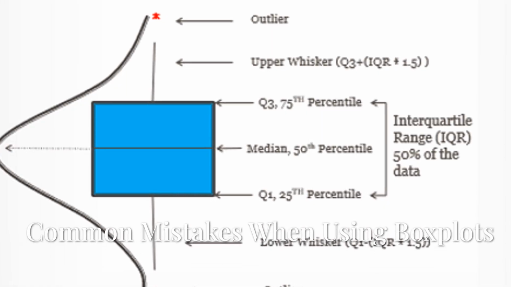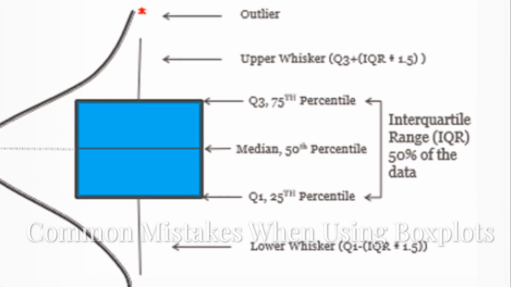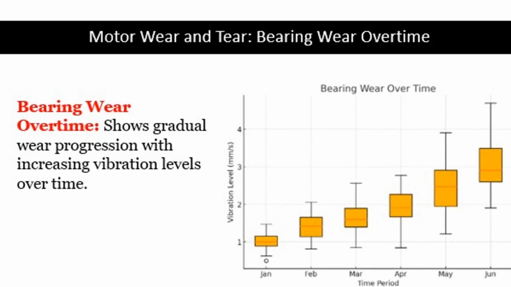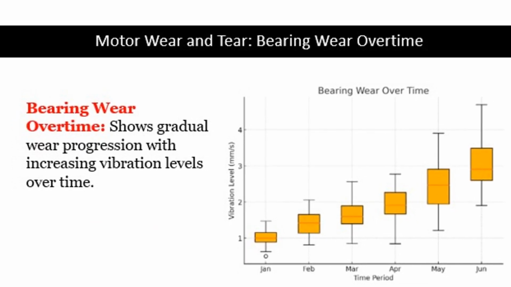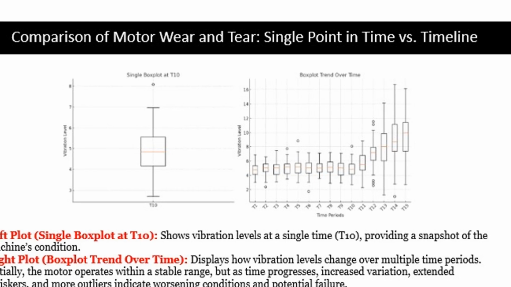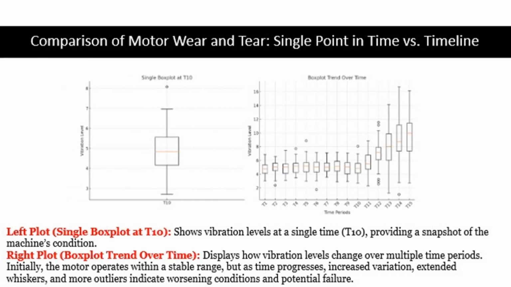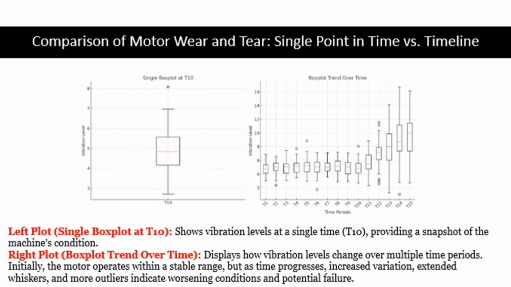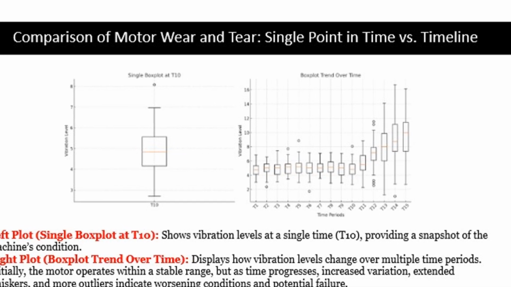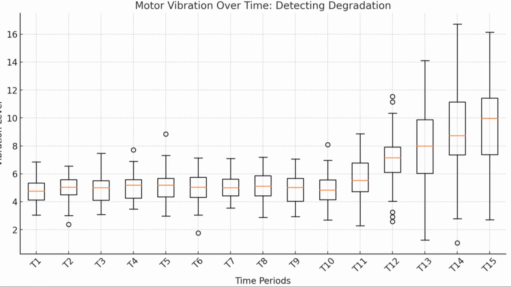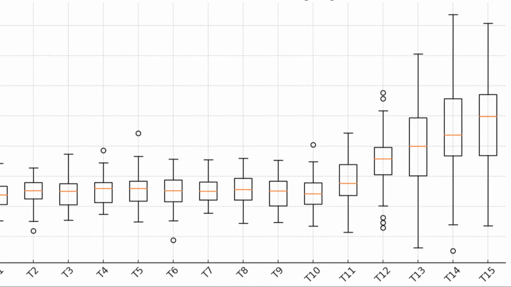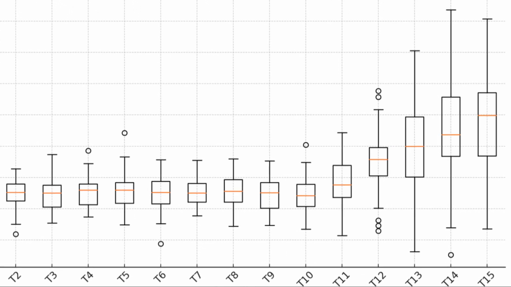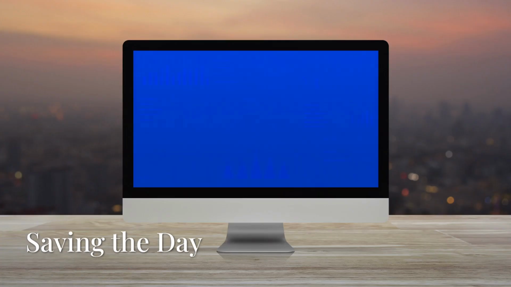To get the most out of box plots, avoid these common pitfalls. Ignoring small but consistent outliers: repeated outliers might indicate a slow-growing issue. Not comparing box plots over time: a single box plot is useful, but historical comparison is where the true insights come from. Failing to investigate high variability: if the interquartile range keeps growing, your process might be losing control.